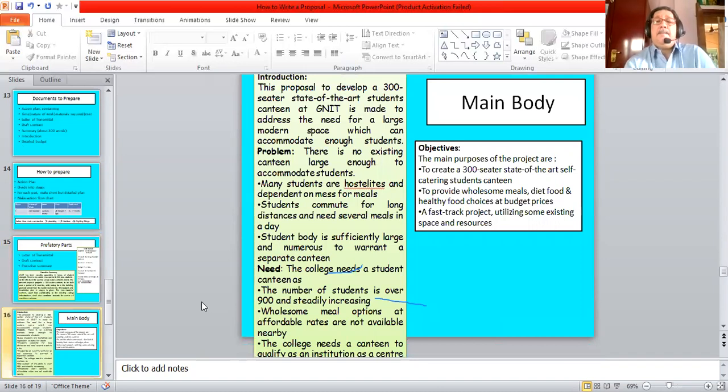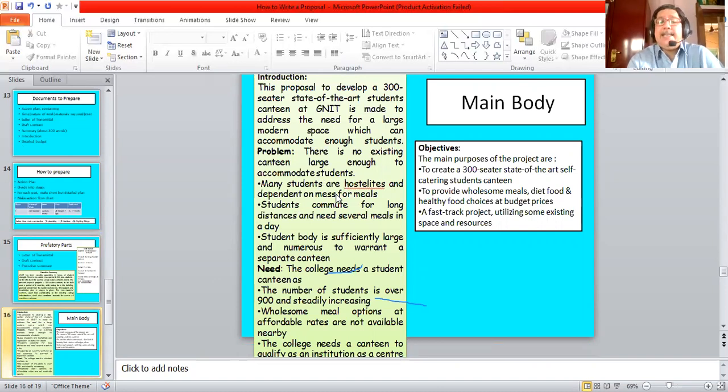Now, this is the main body. So we have the introduction over here. The proposal to develop a 300-seater state-of-the-art students' canteen is made to address the need for a large modern space which can accommodate enough students. Then the problem is given. So why is there the need for a canteen?